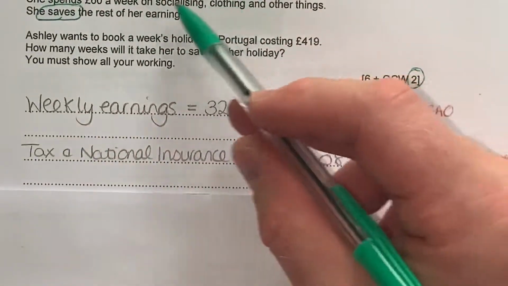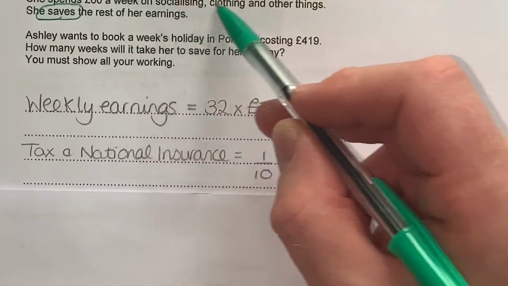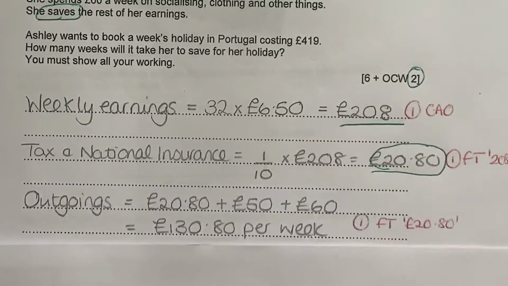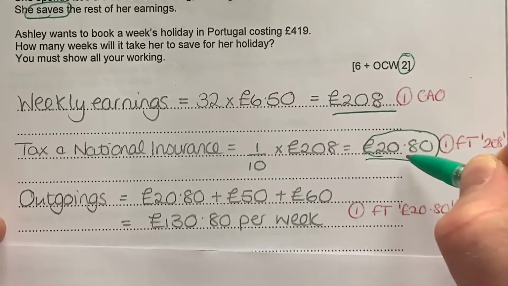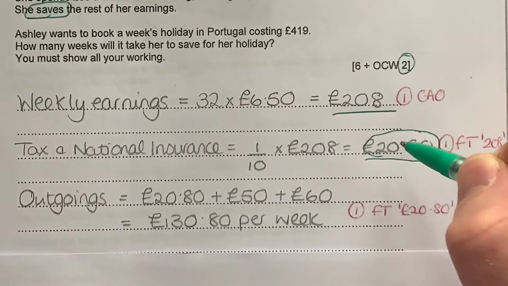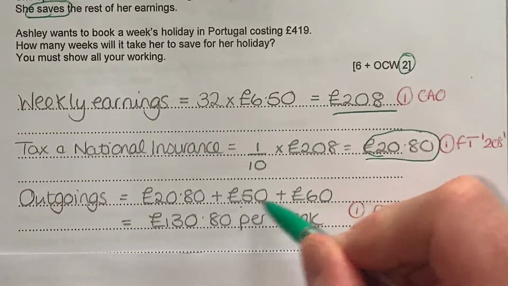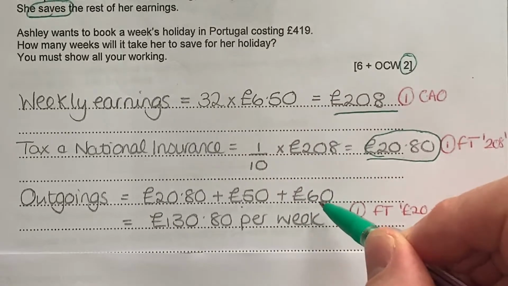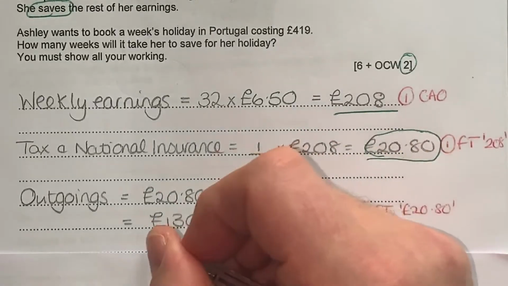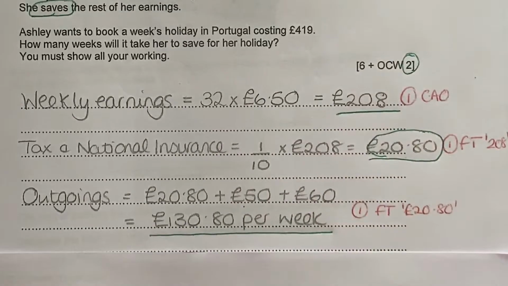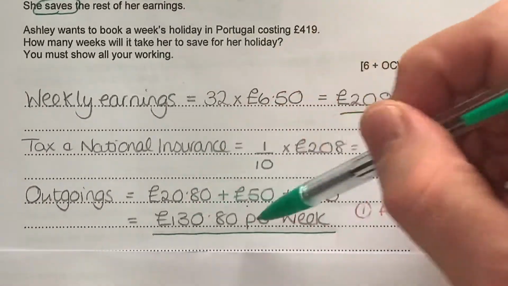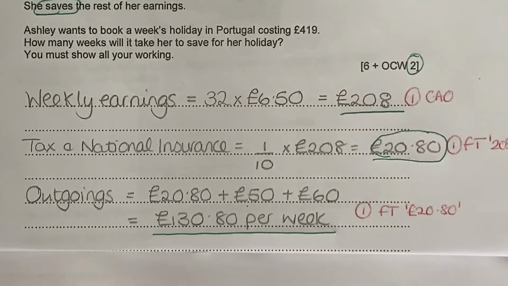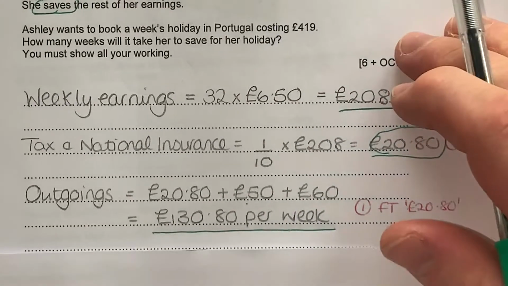She gives £50 of her earnings to her family. She gives 60 to socialising. Okay. So I know she loses this £20.80 because we just found that out. That's tax and insurance. We know she loses the 50 and the 60, as I said above. So I'm going to add all these together to find out how much she loses per week. There's slightly different ways of doing it. You didn't have to add that, but I have. I've added that up. £130.80 per week is what she loses.